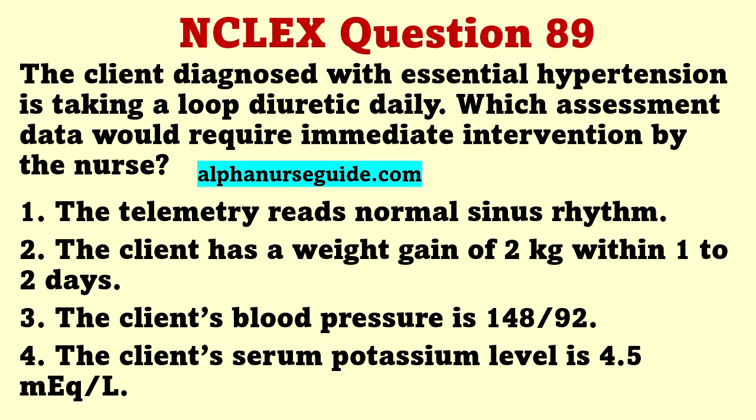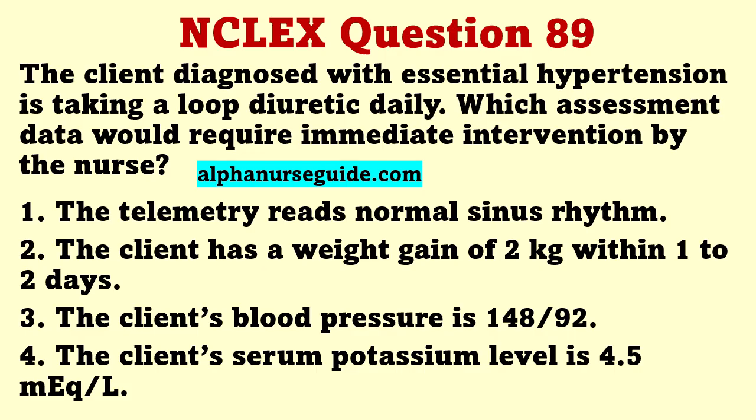The correct answer is 2. The client has a weight gain of 2 kilograms within 1 to 2 days. Rapid weight gain, for example, 2 kilograms in 1 to 2 days, indicates that the loop diuretic is not working effectively. 2 kilograms equals 4.4 pounds. 1 liter of fluid weighs 1 kilogram. Normal sinus rhythm indicates that the client's heart is working normally.